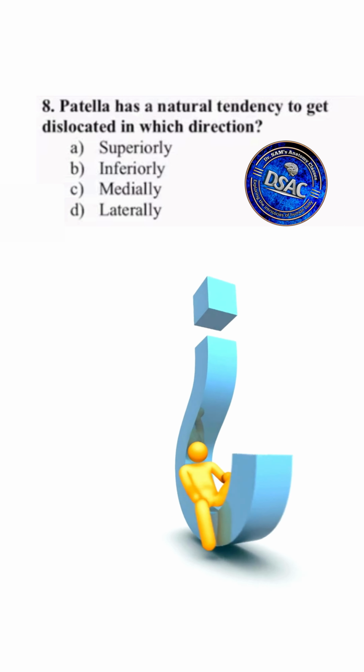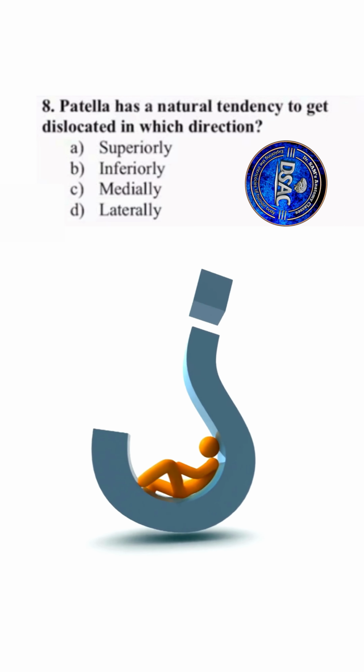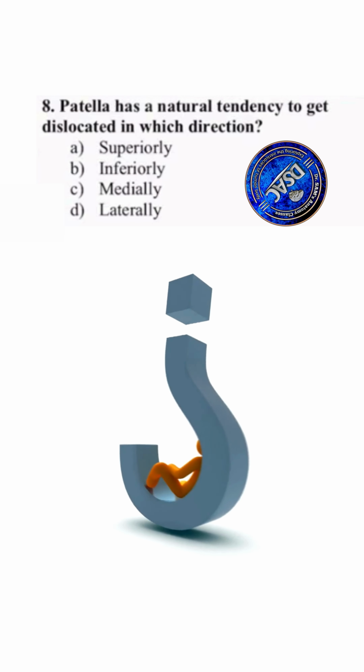Question number 8. Patella has a natural tendency to get dislocated in which direction? Superiorly, inferiorly, medially, or laterally? Now look here carefully. What I'm drawing is the femur on the right side, the anterior view. This is resting on the tibia like this, and that's the fibula.